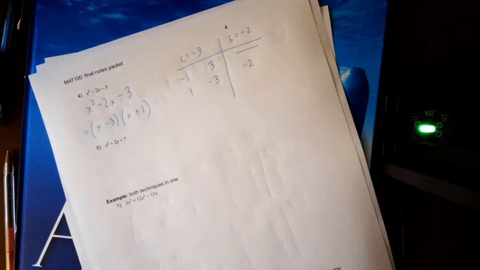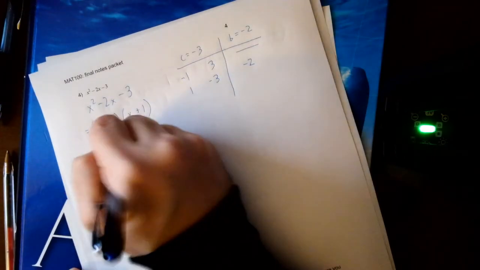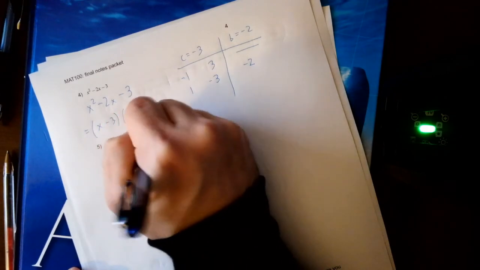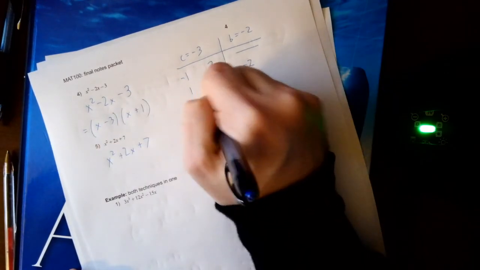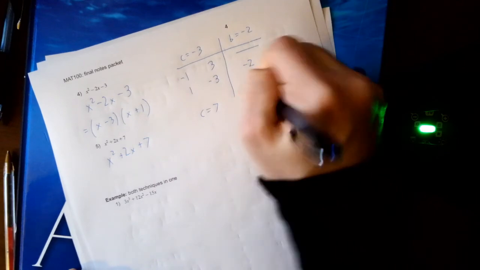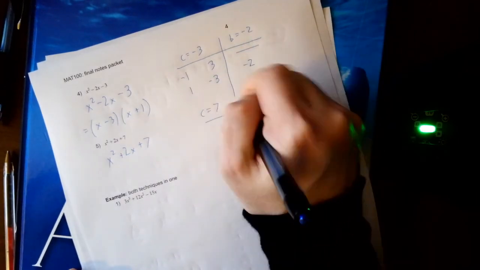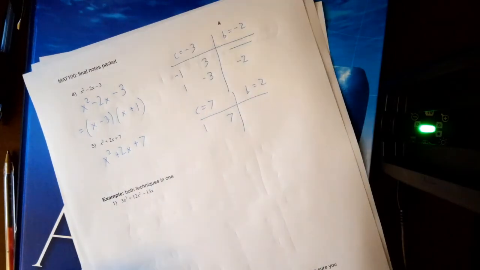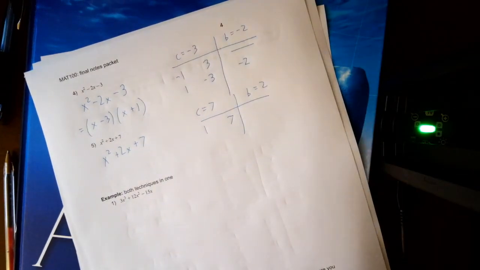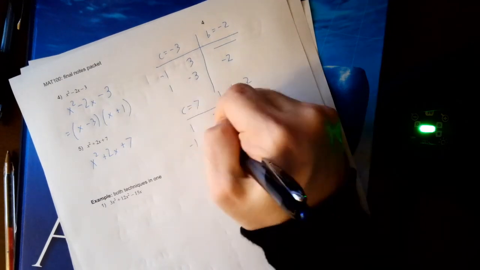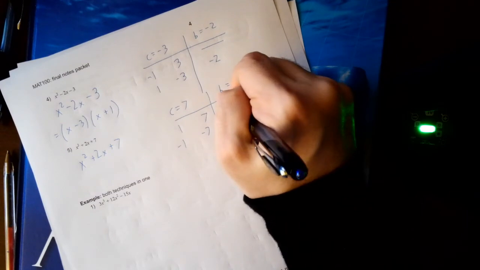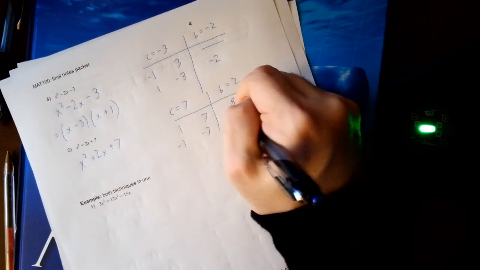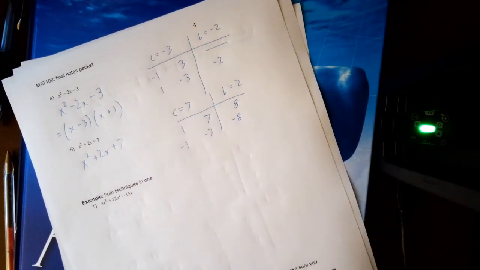And I can always double check by FOILing. Now, my last example, x squared plus 2x plus 7. Here, C is equal to 7, and B is equal to 2. Filling out my table, the only way to multiply to 7 is 1 times 7, or -1 times -7, right? 1 plus 7 gives me 8. -1 plus -7 gives me -8.